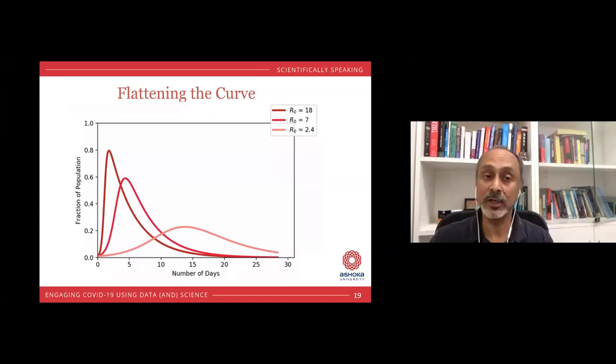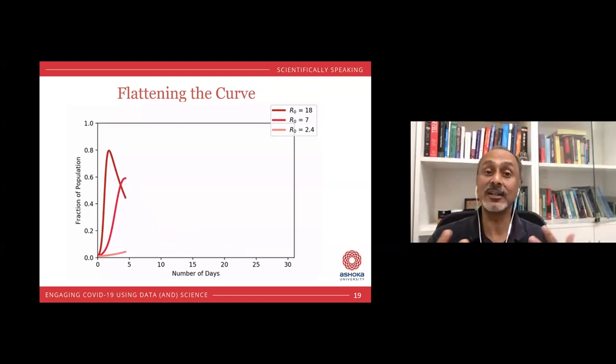And you can see nice examples here for different values of R0 of how these curves, the peak of that curve, is pushed down as you change R0. So that suggests something: if you really want to deal with a disease that is infectious and has some R0 to start out with, one way of making sure that your public health systems can cope with it is to push that value of R0 down.